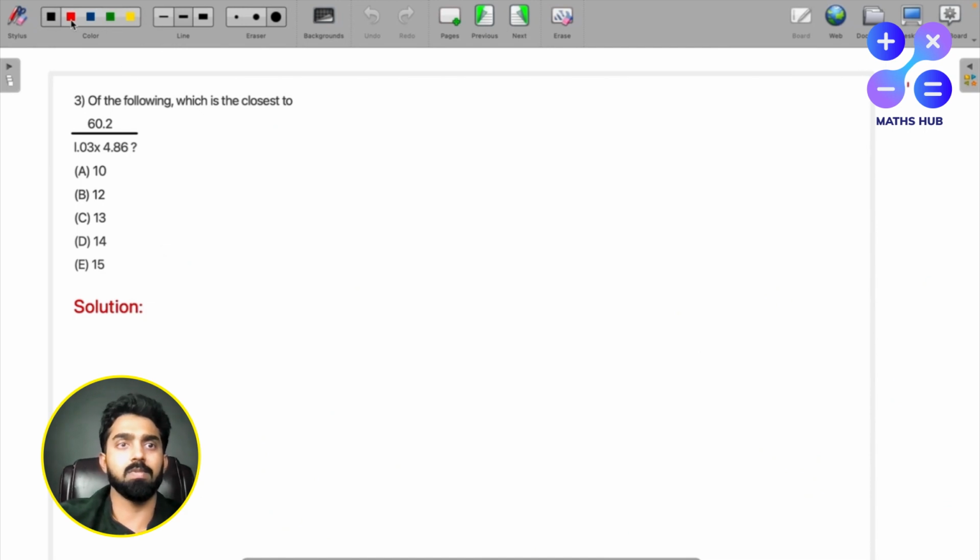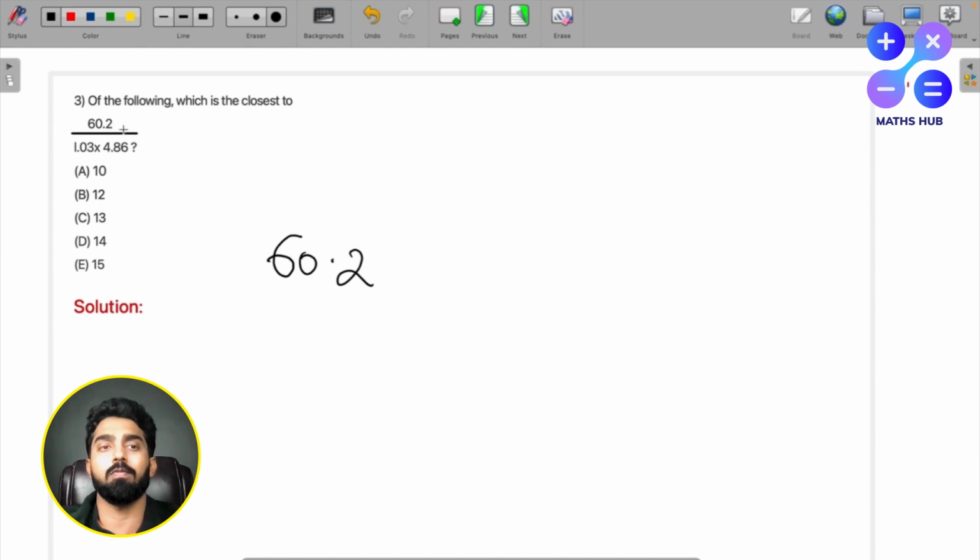Okay, so this seems simple enough. Of the following, which is the closest to this 60.2 by 1.03 times 4.86? Interesting. So the very basic idea here is you're not supposed to calculate this, right? The idea is not for you to find 60.2 and then multiply these two and then divide them. Huge process. They just want to see if you can approximate things fast. So you'll approximate this to how much?